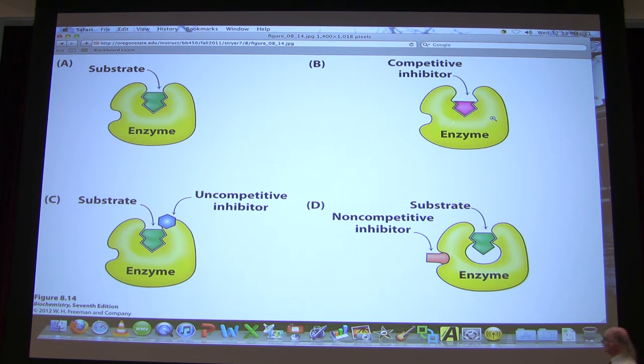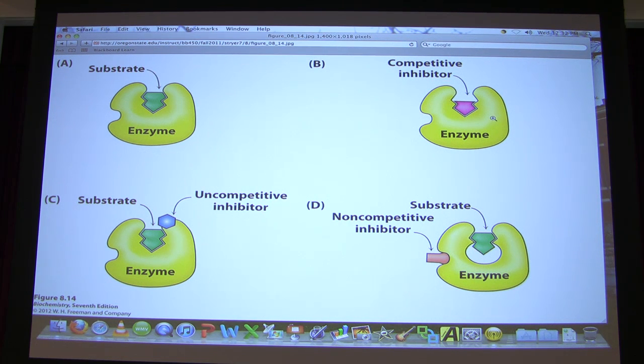Now, that's a very fundamental difference between competitive and non-competitive inhibition. In competitive inhibition, the inhibitors will almost always resemble the normal substrate. In non-competitive inhibition, they will almost always not resemble the normal substrate. And as a consequence, they work in different places. Competitive inhibitors work at the active site. Non-competitive inhibitors work at other sites on the enzyme.